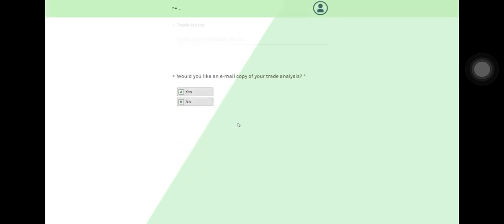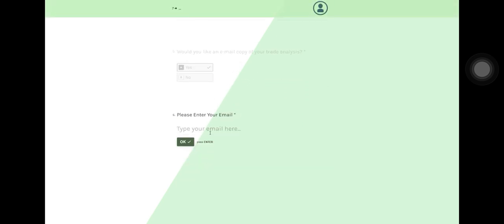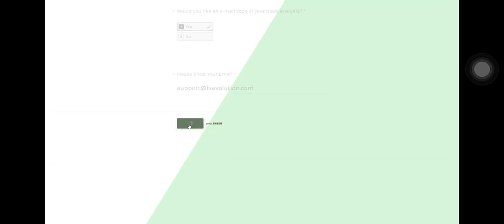We can click yes to receive an email copy, and enter our preferred email address here, so we can hit the submit button. Once the algorithm calculates the score, we can see that we have a 5-star trade with a very high score of 395.